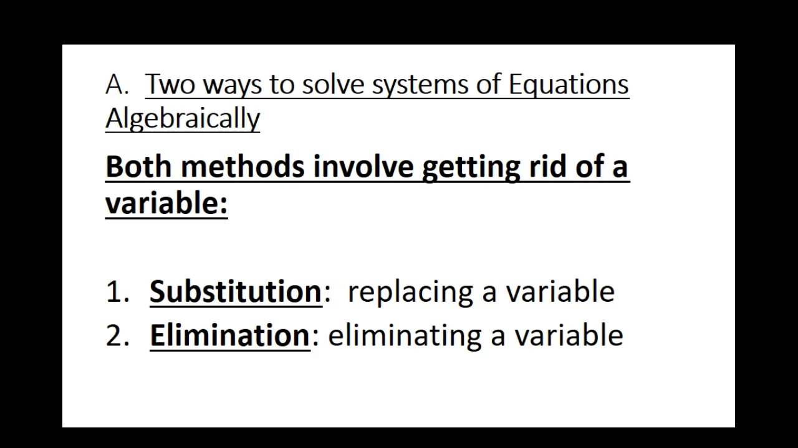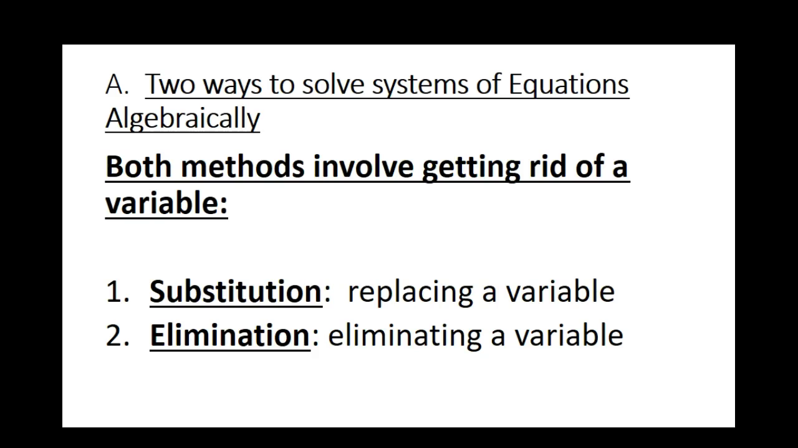Substitution and elimination are another way of solving a system other than graphing, which is not very precise. These are very precise. You'll get very definite answers. They're a little bit more work, but they're more precise. Both of them involve getting rid of one of your variables, right? We have two equations with two variables. In both of these methods, we get rid of a variable somehow.